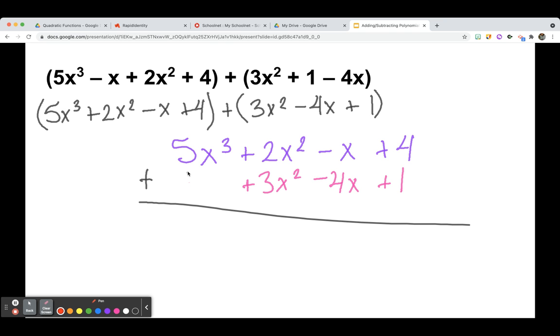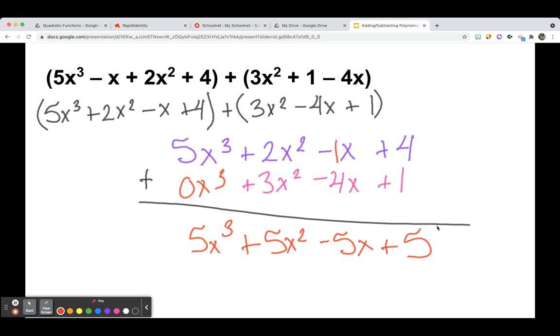So 5x to the third power, technically plus 0x to the third power, gives me just 5x to the third power. 2x squared plus 3x squared gives me 5x squared. Negative 1 plus negative 4, so negative 1 plus a negative 4 is negative 5x. I don't know where I got the x squared from. And then 4 plus 1 is 5, and there's my answer.